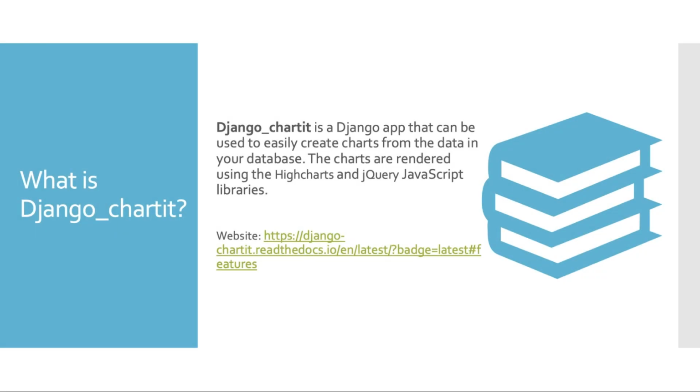So what is Django Chartit? Django Chartit is a Django app that can be used to easily create charts from the data within your database. The charts are rendered using two JavaScript libraries, as most of them are, Highcharts and jQuery.